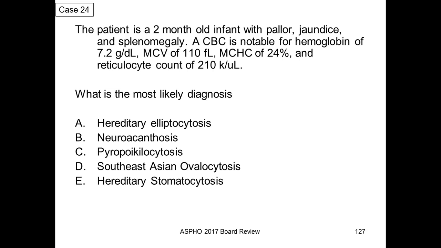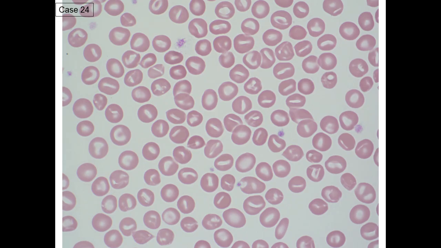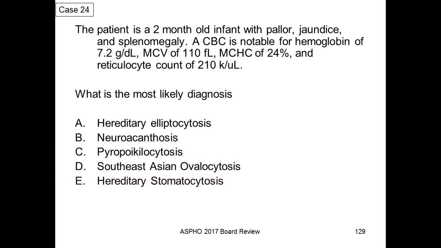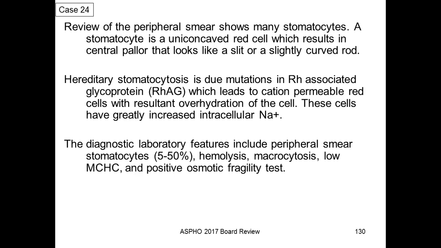Does it represent elliptocytosis, neuroacanthocytosis, pyropoikilocytosis, Southeast Asian ovalocytosis, or hereditary stomatocytosis? Here's the smear again. So this is an example of hereditary stomatocytosis. Okay, so what's a stomatocyte?